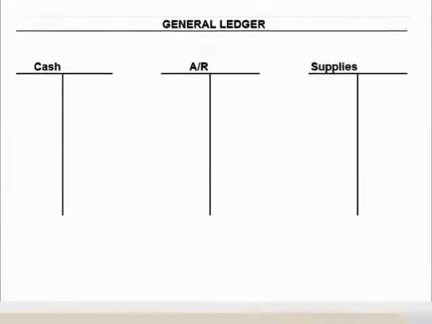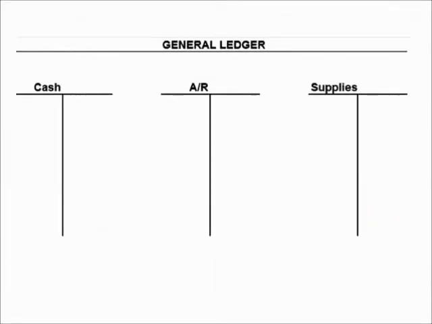Let's look at the part of our problem where we're going to be dealing with T accounts. T accounts can also serve as a general ledger. In this case, we're looking at T accounts for assets, cash, accounts receivable, and supplies. All asset accounts have a normal debit balance. So the normal balance for cash is a debit.